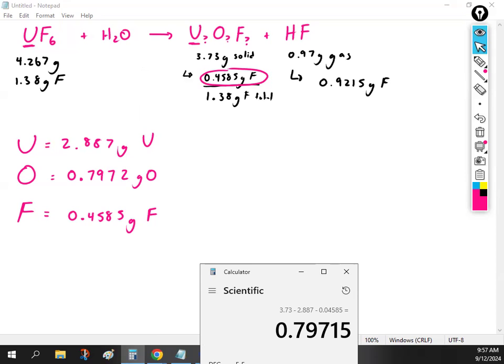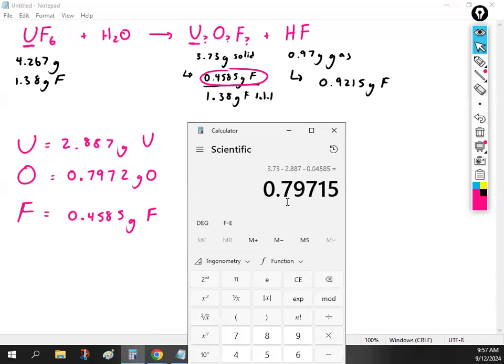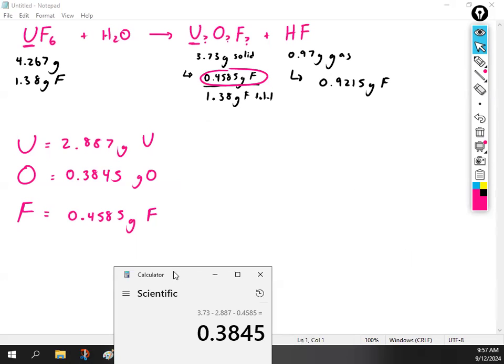Yeah, what's up? Total grams of the UOF solid is 3.7. That's correct. When I found the grams of oxygen, I got a different number. What did you get? 0.3845. You are correct because I put a 0 when I shouldn't have. Thank you. 2.887 minus 0.4585. Sorry, I think I fat fingered the calculator. You're correct. My fault, guys. I'm bad at math in the morning and I have fat fingers. Thank you. All right. Any other mistakes I made? Any other questions?